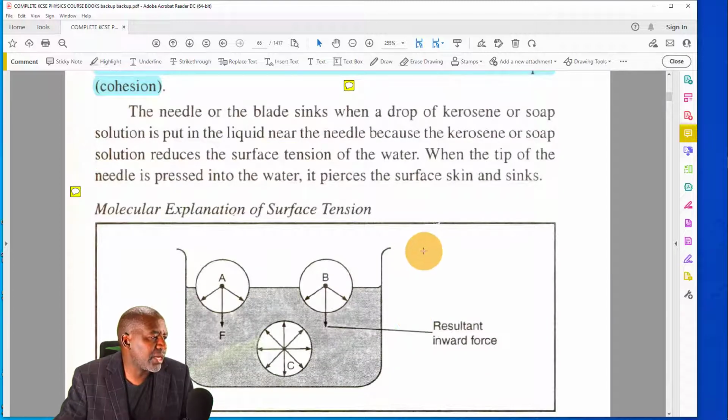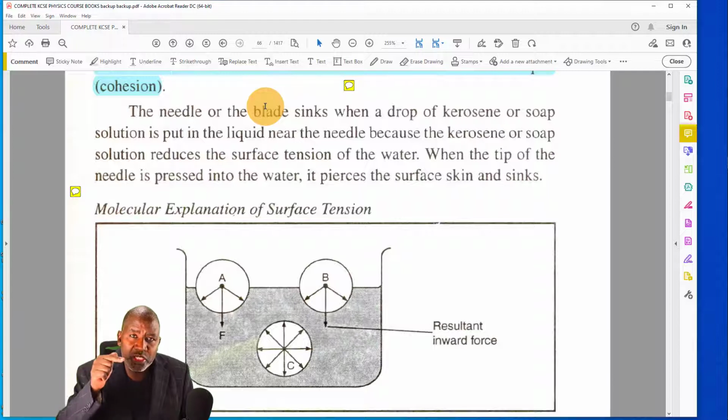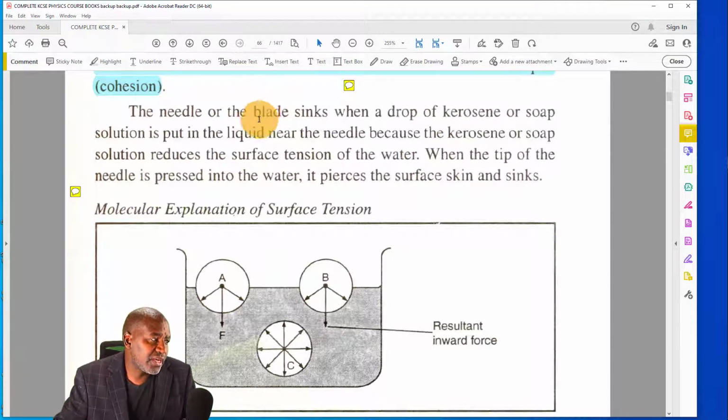So here we are looking at the explanation why, when we prick the surface of the liquid with a needle, you can get a needle, heat it in a flame, and then put it on the surface of the water. As it cools down, it's going to break the surface tension. The needle or the blade sinks when a drop of kerosene or soap solution is put in the liquid near the needle, because kerosene or soap, being an impurity, reduces the surface tension of the water.